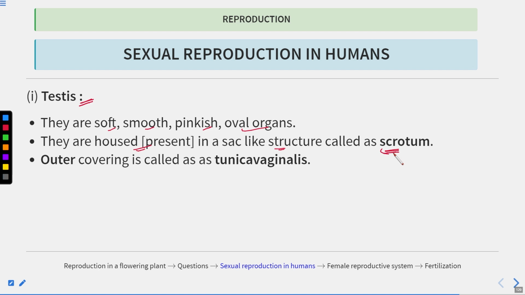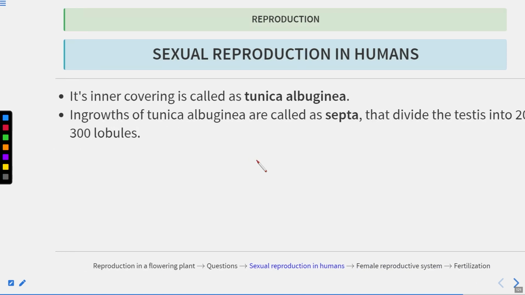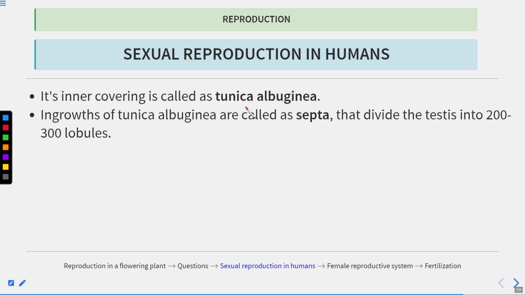So scrotum is a sac-like structure in which the testes are present. Now the outer covering is known as the tunica vaginalis, and the inner covering is known as the tunica albuginea. The ingrowth of tunica albuginea is known as the septa, which divide the testes into 200 to 300 lobules.